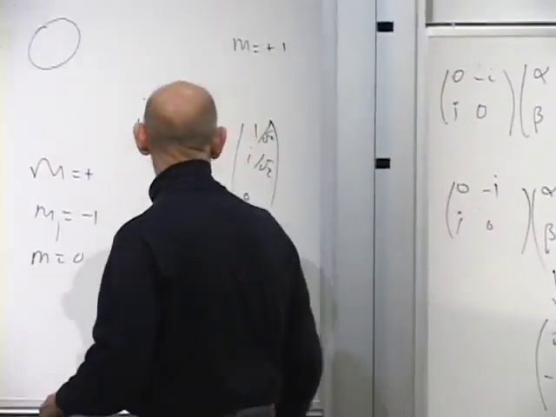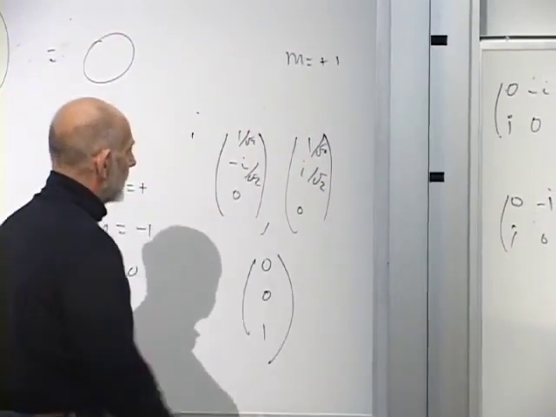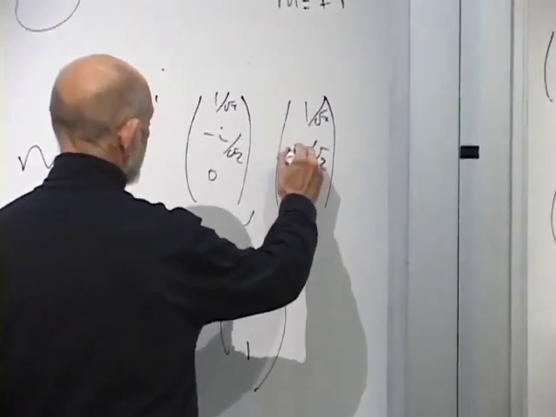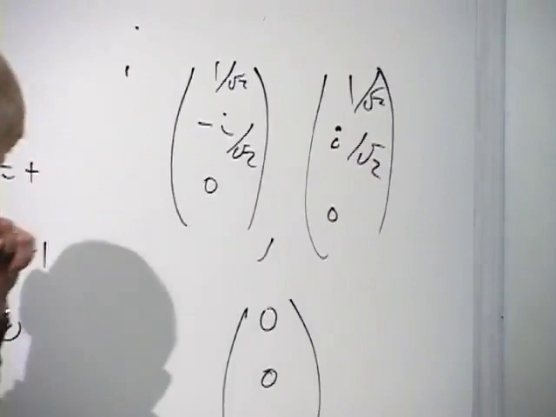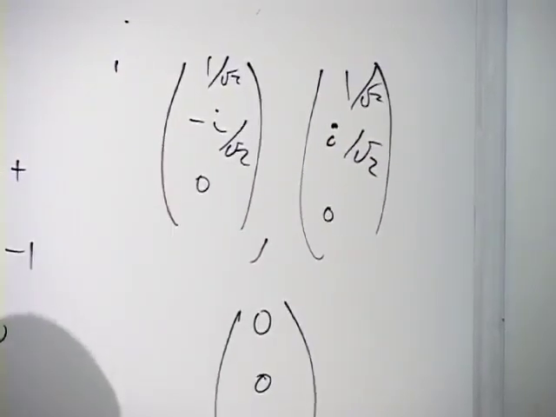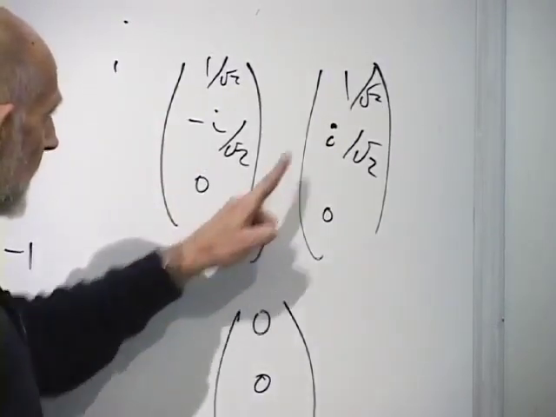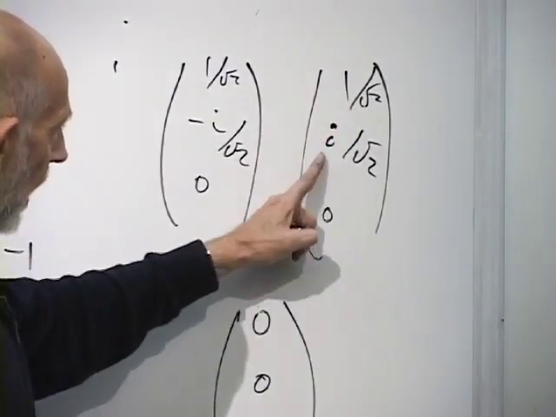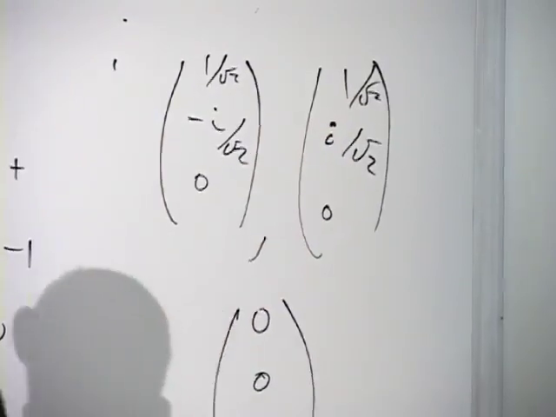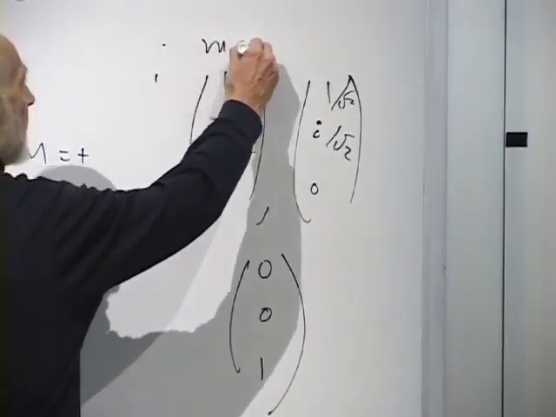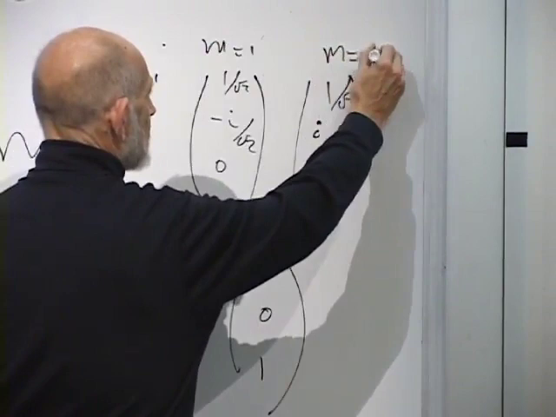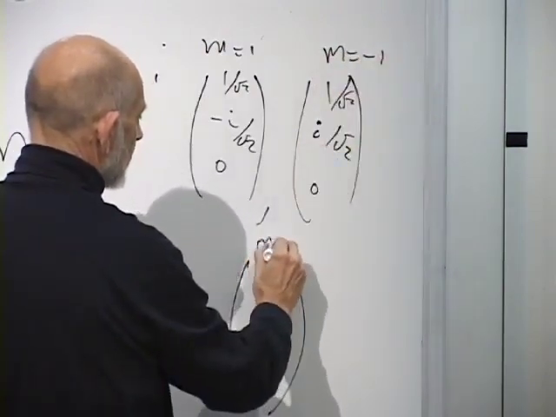Can I read the second column? Those are both 1 over the square root of 2. No, i over the square root of 2. And the first one is 1 and minus i over the square root of 2. So 1 over the square root of 2, minus i over the square root of 2, and 0. 1 over root 2, i over root 2, and 0. This is, I think, M equals 1. This is M equals minus 1. And this is M equals 0.